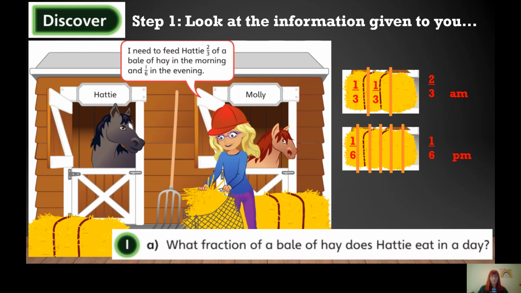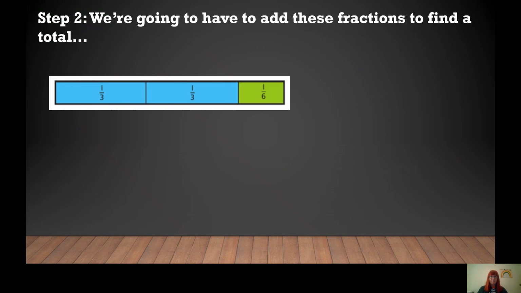What fraction of a bale of hay does Hattie eat in a day? So quick reminder, in the morning, 2/3 of that bale of hay are eaten. And then in the evening, 1/6. So to find the total of how much Hattie eats in a day, surely I'm going to have to add 2/3 and 1/6. Let's see. Step 2. We are going to have to add these fractions to find the total.